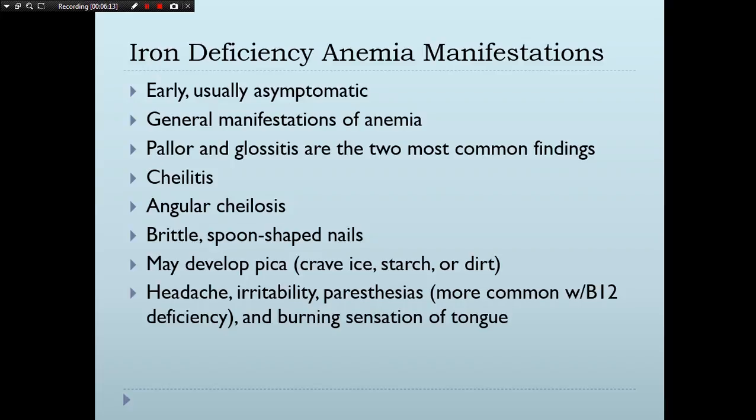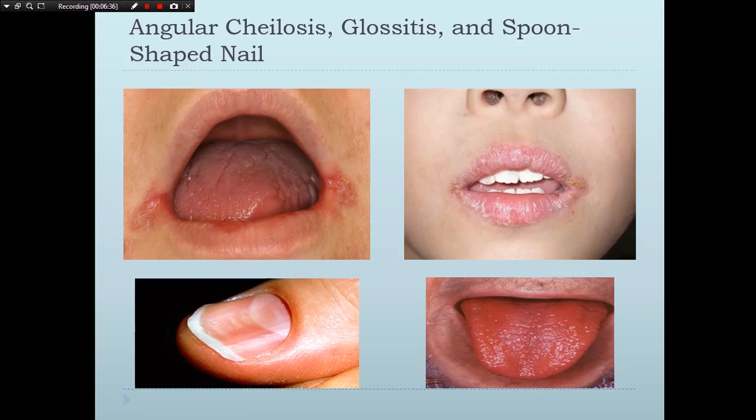Cheilitis is going to be inflammation of the lips. Angular cheilosis is going to be the ulcerations of the corner of the mouth. Brittle, spoon-shaped nails. Some of these patients may develop pica, a craving for non-food products like dirt or starch. They might have CNS symptoms like headache, paresthesias, and burning sensation of the tongue. These are pictures that just depict the angular cheilosis, the spoon-shaped nails, and the glossitis, the beefy, shiny, beefy red tongue.